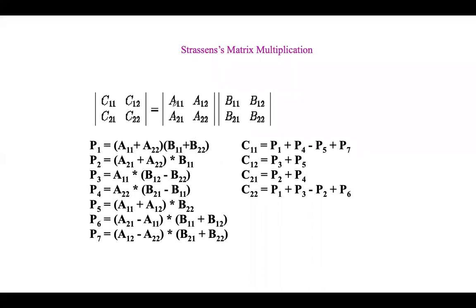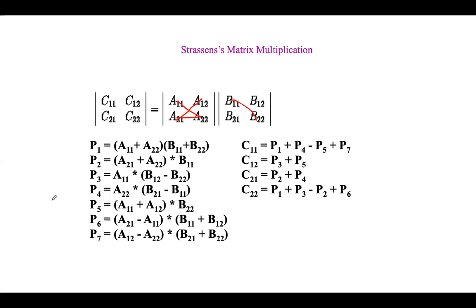P1 is equal to A11 plus A22. These 2 diagonal elements are added and then multiplied by B11 plus B22. Okay, this is not C11, this is product 1. And product 2 is equal to A21 plus A22, multiplied by B11.